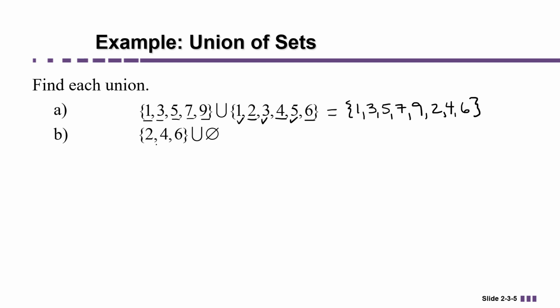How about the union of 2, 4, 6 with the empty set? We're going to use the same technique. We're going to write down each of the elements from the first set, and then we're going to look at the second set and see what we have to add. But remember, the empty set has nothing in it, so there's nothing more to add. So when you union a set A with the empty set, you get back exactly the set A. It hasn't been changed at all. And that happens no matter what set A you're talking about.